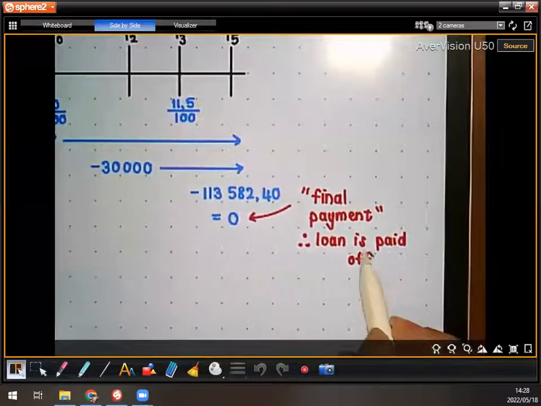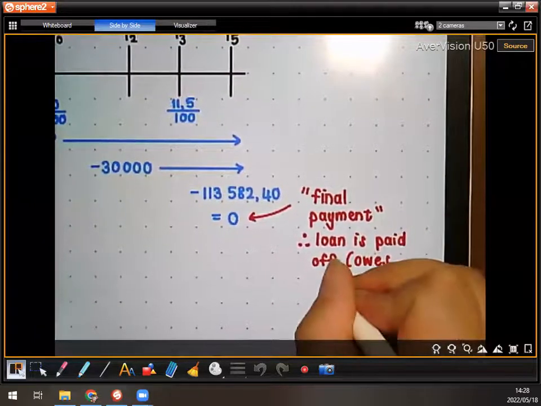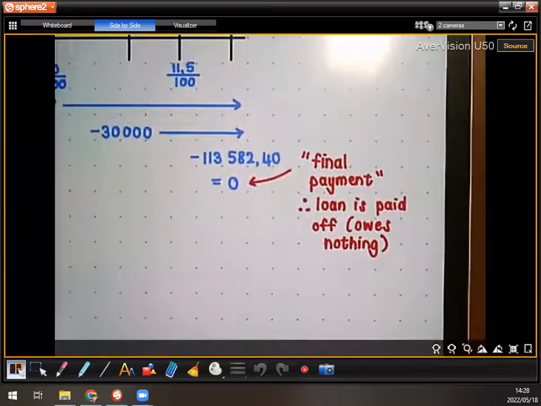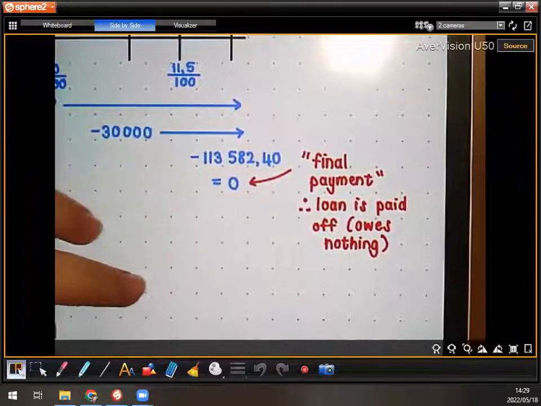Maybe I should add the "owes nothing." I hope that kind of makes sense. That's why I wanted to do this example, where you can see that when you're making payments on a loan, it does have to equal 0. In the example that you're going to do in class, they're saying that the final payment is X. So this is the amount that you must calculate. Right, so you'll see when you do that one as well.